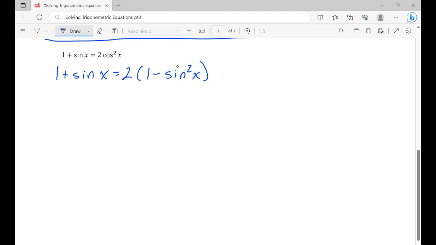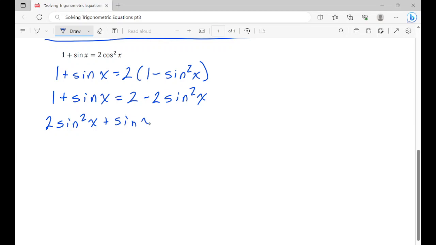Now I'm going to distribute the 2 inside. 1 plus sine x equals 2 minus 2 sine squared x. And then I can move everything to one side and combine like terms. So I'm going to get 2 sine squared x plus sine x minus 1 equals 0.